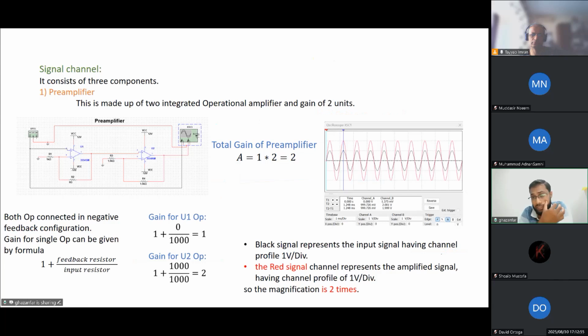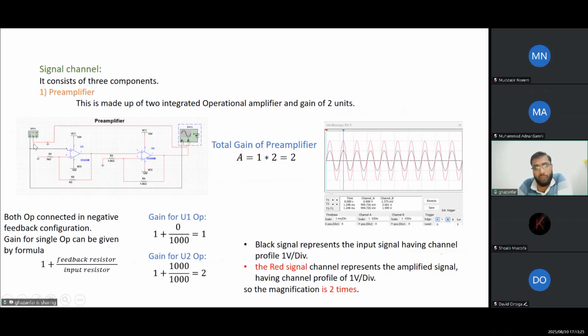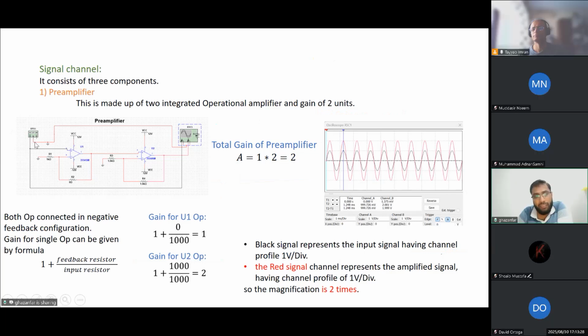So this is the simulation work using Multisim. This is the first component, the preamplifier. As you see, this is the circuit diagram in which we have two operational amplifiers, and the respective resistances are connected. On the right side, we have the function generator, which is operating around 1 kilohertz, with an initial input voltage of about 1 millivolt.